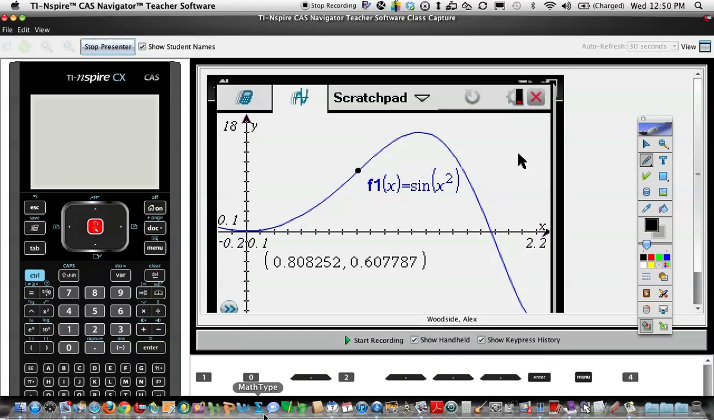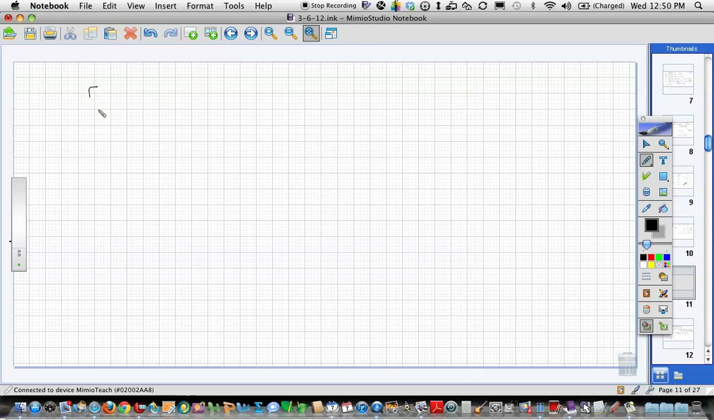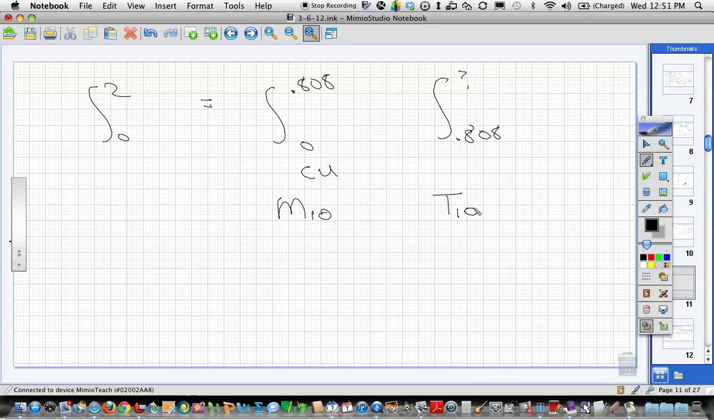So what that means is that we could take this integral and divide it from 0 to 2. So we can divide this integral from 0 to 0.808. And again, you don't have to worry about writing all this out. But the idea is that in that area it was concave up. So what would be under concave up? Midpoint. So we could do, say, 10 midpoints there. And then from 0.808 to whatever our next inflection point was, we could do 10 trapezoids, and those would be under.